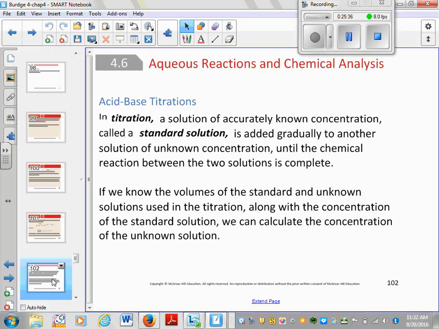So, acid-base titrations. A titration, we take a standard solution where we know the concentration, and we add it to another solution of unknown concentration until the reaction is complete. So if you know the volumes of the standard and unknown, you can figure out the concentration of the unknown. Sounds a lot more difficult than it is.